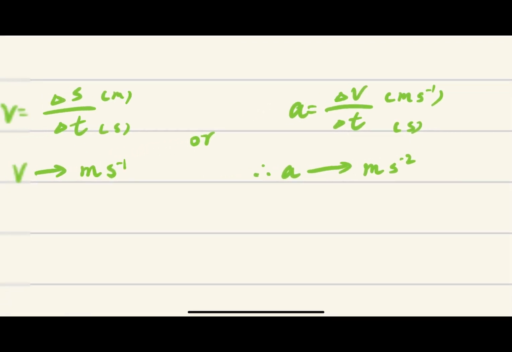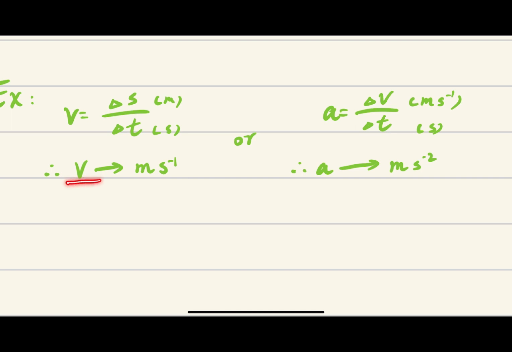So velocity and acceleration have derived units. They're being derived from the SI units. The combination of these SI units makes up our derived units, and that's the logic here.